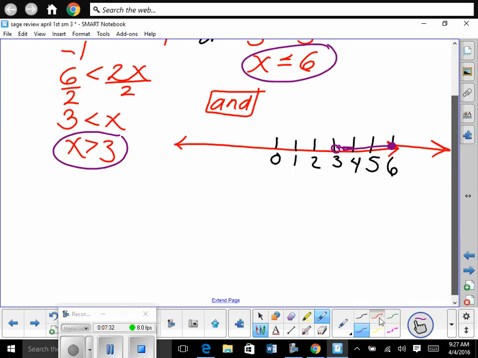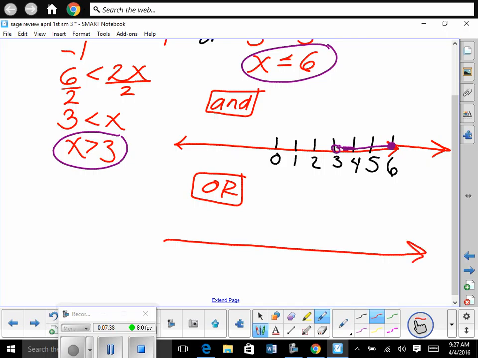So now what if it would have been or? Let's graph or now. So and versus or. Or, either or gets to come. So we have our number line once again: 0, 1, 2, 3, 4, 5, and 6. So either or answer gets to come. So I'm going to graph this. So it says x value is greater than 3, not including. So that would be like this. All of those, right?